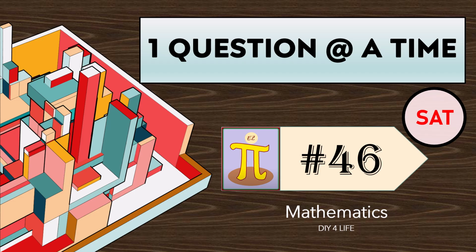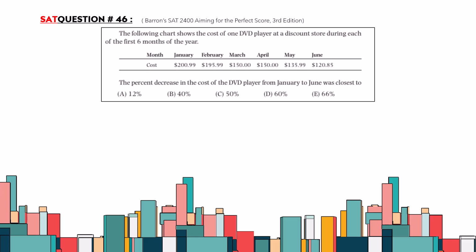Question number 46. The following chart shows the cost of one DVD player at a discount store during each of the first 6 months of the year. The percent decrease in the cost of the DVD player from January to June was closer to.